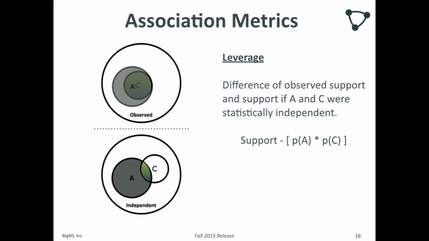And so another metric we can use to think about the quality of the rule is called the leverage. This is similar to the lift in that we're still interested in the observed support and the support if the antecedent and consequent were statistically independent. But now instead of taking the ratio like we do in lift, we subtract them. So we take the observed support and we subtract the support we would expect if they were statistically independent.